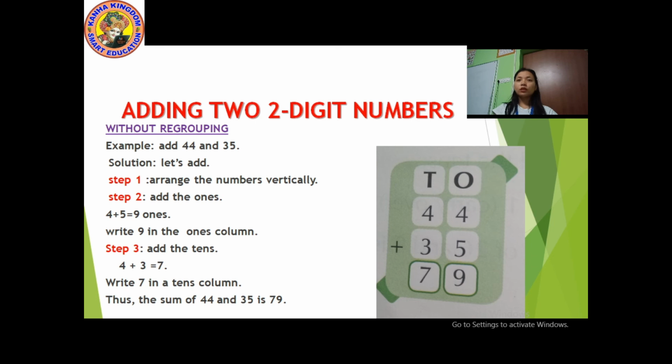So from all this we come to know the sum of 44 and 35 is 79. Okay student, I hope you all have understood the concept of adding two-digit numbers without regrouping.